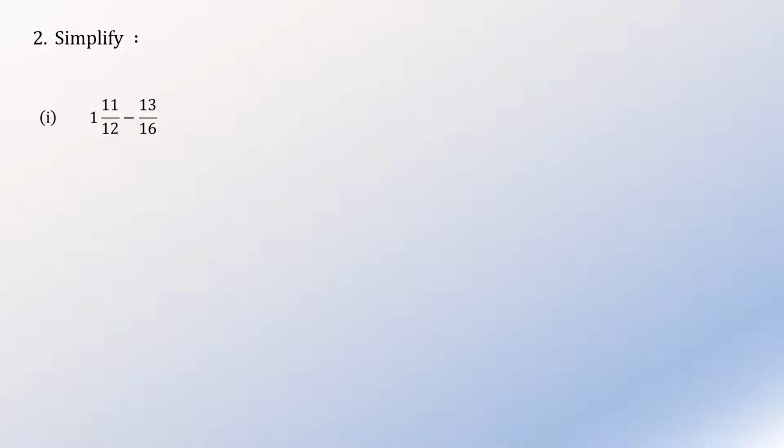So now we are starting with the subtraction. We follow the same rules as addition. So first step, we convert into an improper fraction. 12 ones are 12 plus 11 will be 23/12 minus 13/16. So let's find the LCM of the denominators 12 and 16.